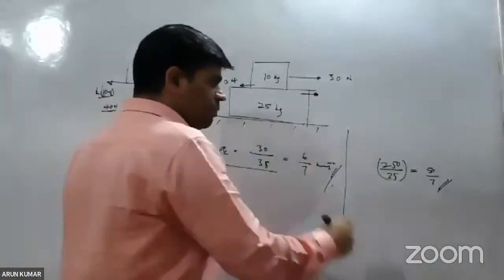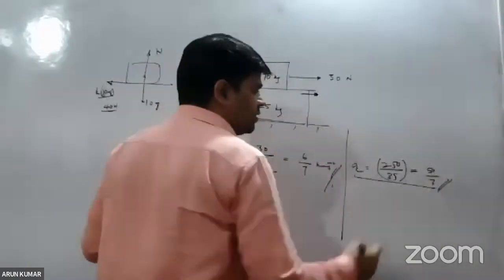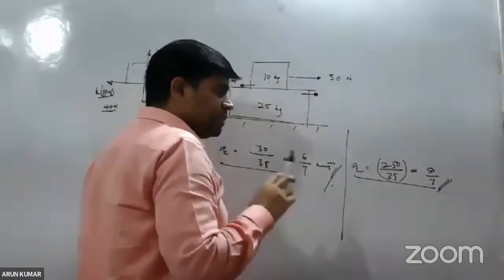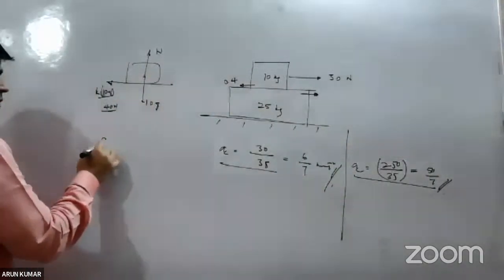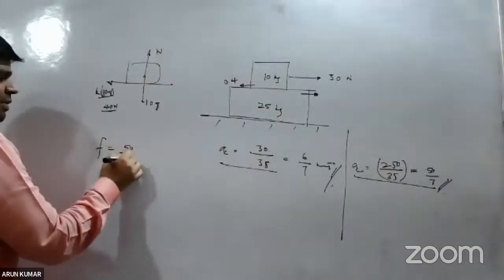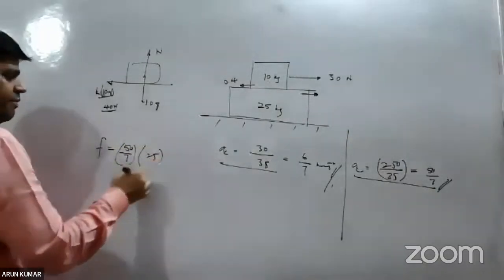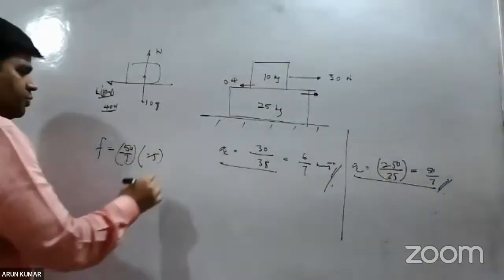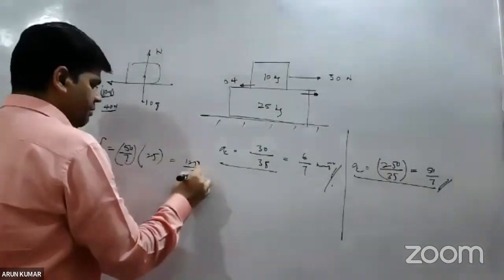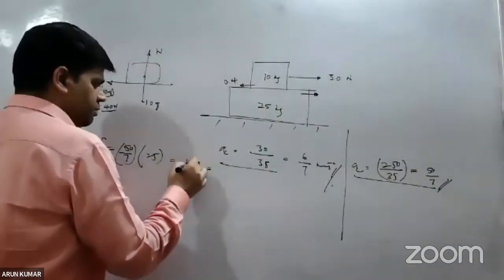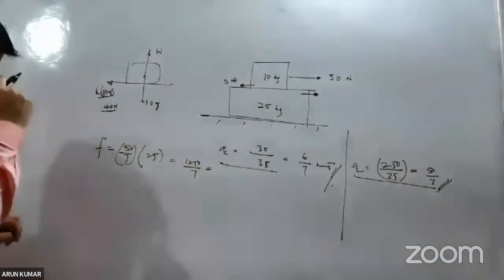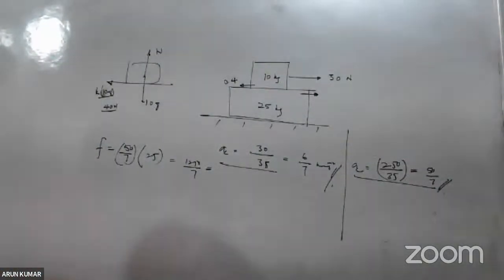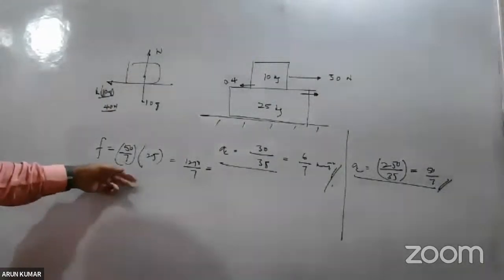So lower block, if at all they move with common acceleration, this would be the common acceleration. But I have to check whether my friction is sufficient enough to produce this acceleration. So how much will that be? Friction required would be equal to 50 by 7 into 25. So this would be 1250 by 7, which is... 50 by 7 into 25 is how much?